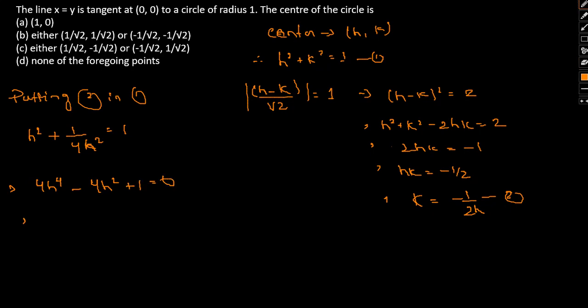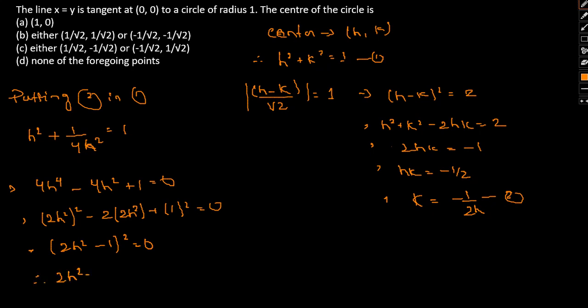So this, if we further solve, we can write as (2h square) whole square minus 2 into twice h square plus 1 square equal to 0. So this is again in the form of (a minus b) whole square, with a being twice h square and b being 1, equal to 0. So therefore twice h square minus 1 equal to 0. Therefore h equal to plus minus 1 by root 2.